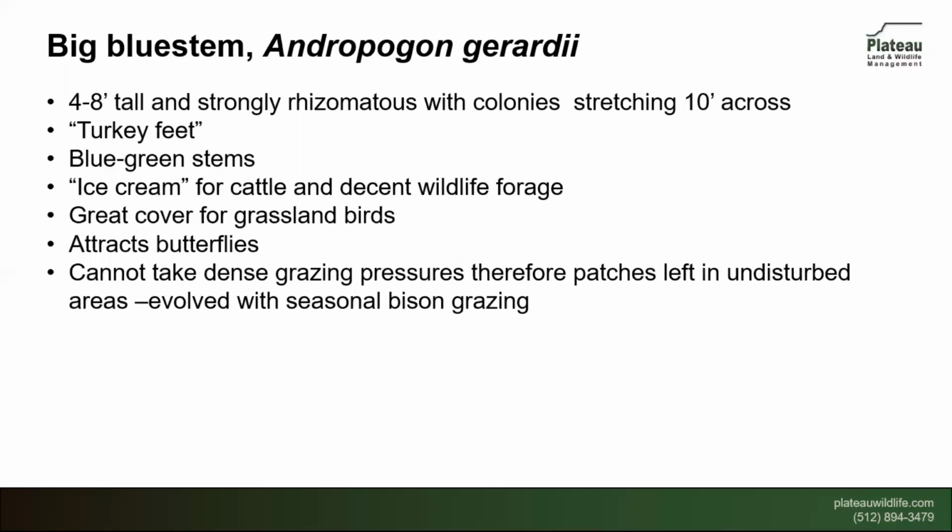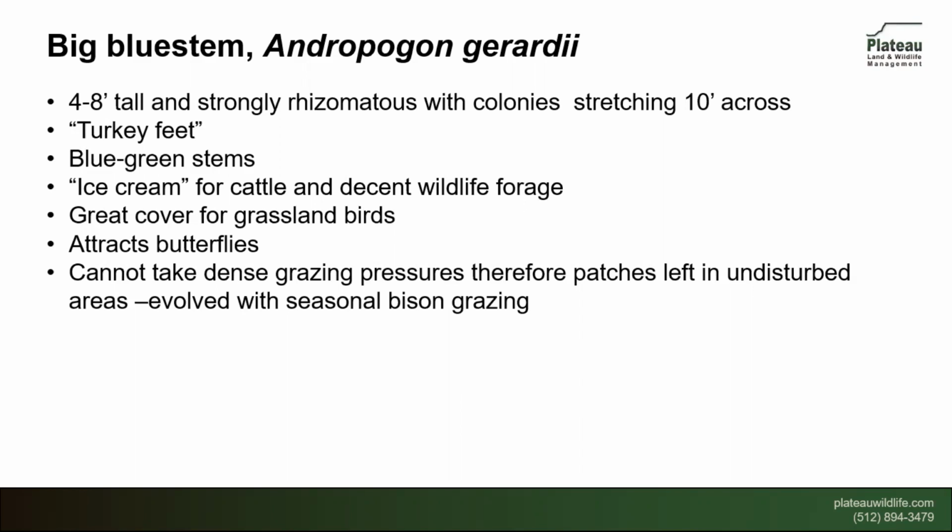I'm going to start right at the top with big bluestem. This is the big prairie grass. This is big, tall, strong grass. And I've got some pictures here coming up for you, but it's up to head height or taller. Can be quite impressive. Big colonies of it, 10 feet or more across. It's got what's called a typical turkey foot inflorescence, that seed head, which you'll see in a minute. Beautiful blue-green stems when it's growing.